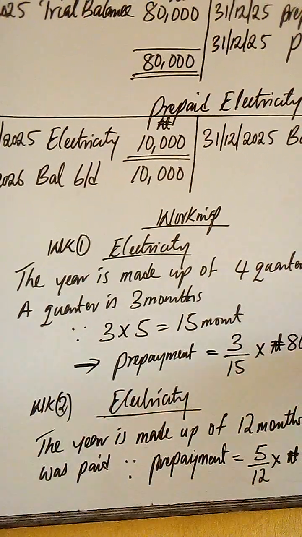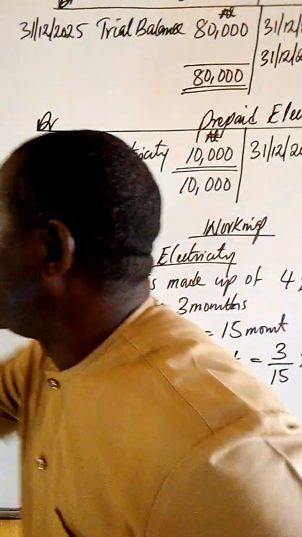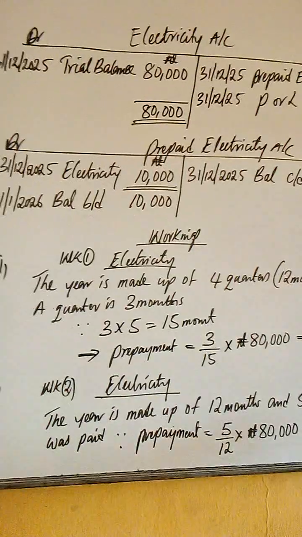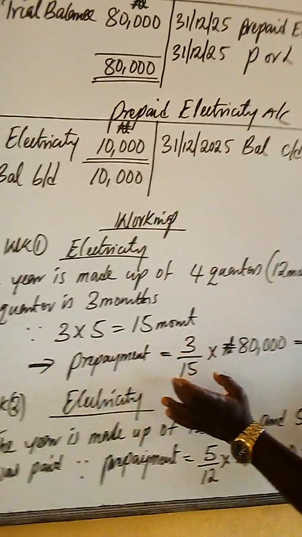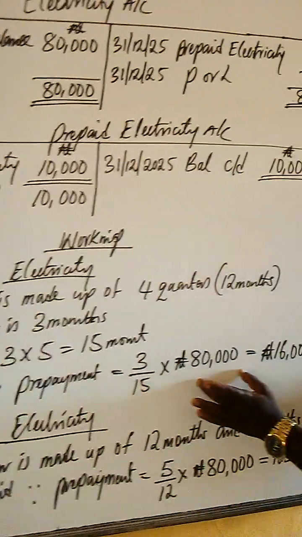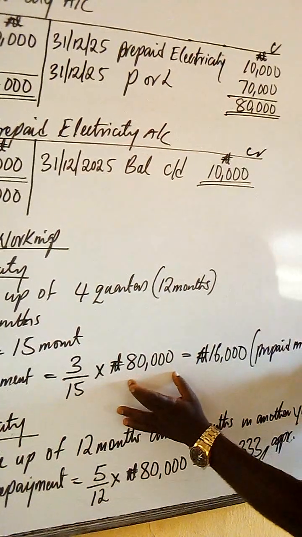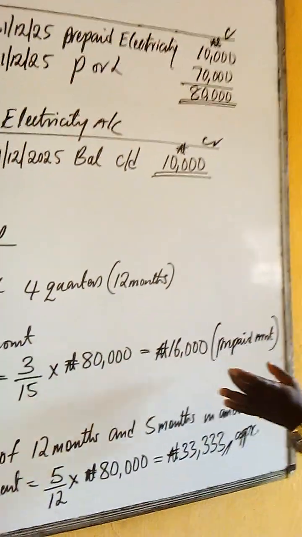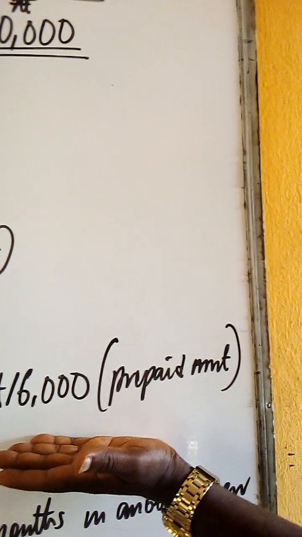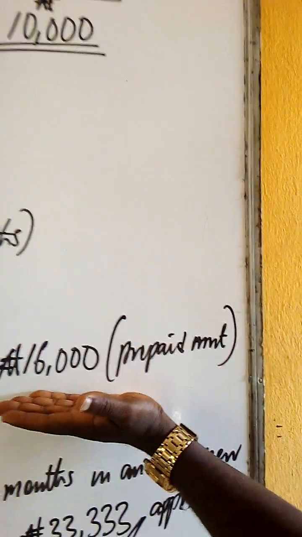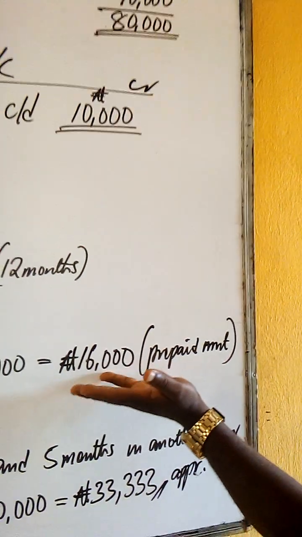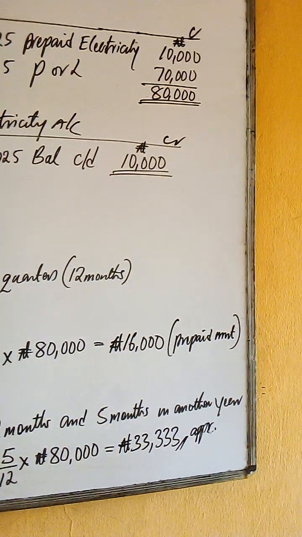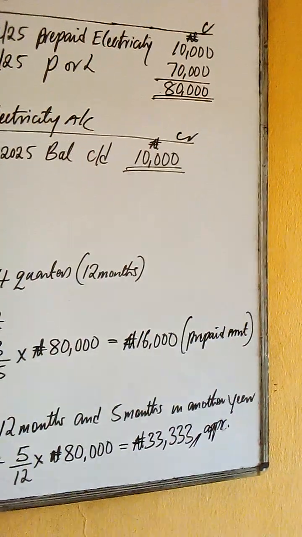For you to know the amount that was paid extra in 3 months, it becomes simple arithmetic. Whereby now, 3 over the 15 months that was paid times 80,000, which is the electricity amount, you get 16,000. That means the prepaid amount becomes 16,000 naira. This is what was paid ahead. Then if you minus 16,000 from this, you know what was supposed to be for electricity in the current year 2025. That is all.